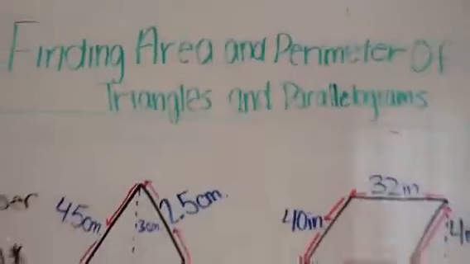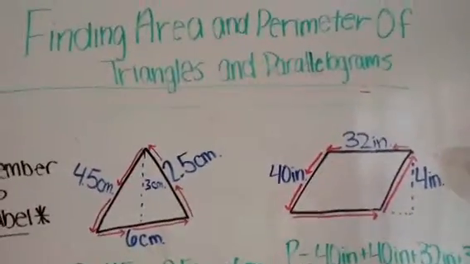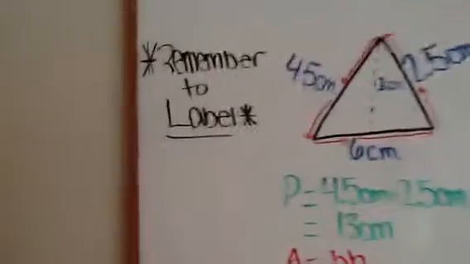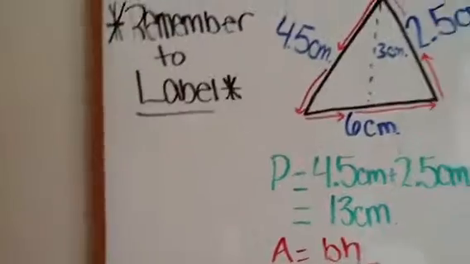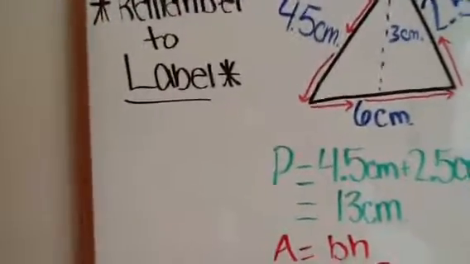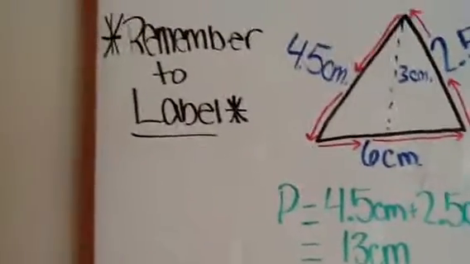Okay, so that was finding area and perimeter of triangles and parallelograms. And remember to label, because that's very important to do. A tip would be just to write it on top of your test. That's what sometimes I do, because it helps me to remember.